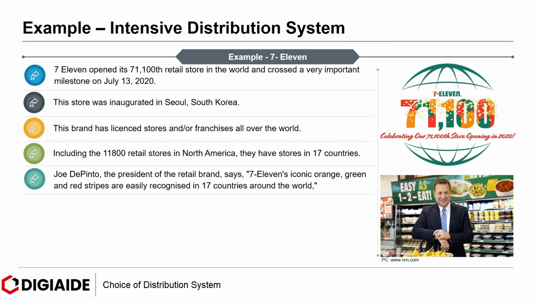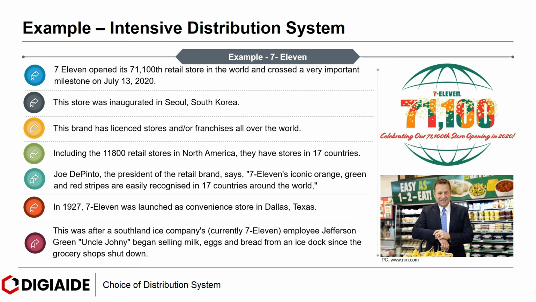The president of the retail brand, Jody Pinto, says, 7-Eleven's iconic orange, green and red stripes are easily recognized in 17 countries all over the world. In 1927, 7-Eleven was launched as a convenient retailing store in Dallas, Texas. This was after a Southland Ice Company employee, Jefferson Green, Uncle Johnny, began selling milk, eggs and bread from an ice dock since the grocery shops were shut down.